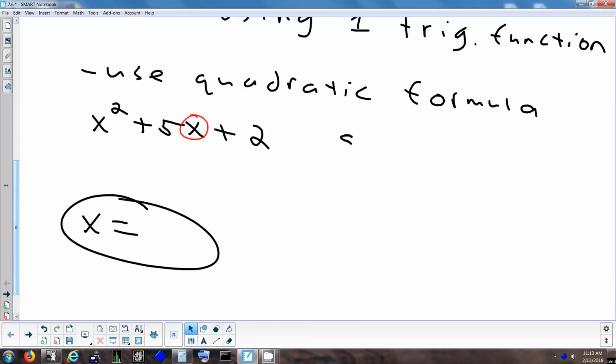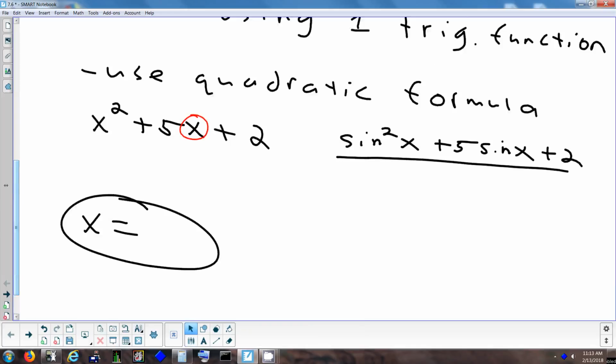Well, let's change it. Let's say you had sine squared plus 5 sine plus 2. That's basically exactly the same problem, and every single step in this problem is going to be the same as every step in this problem, except the very last step. When you are done the one on the right, you didn't find x. What you solved for was sine x.